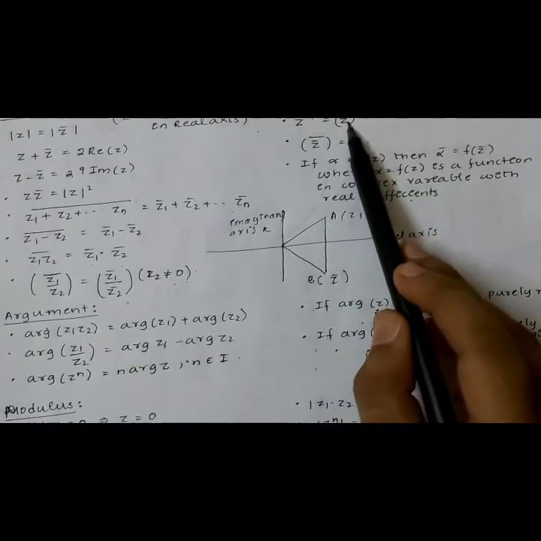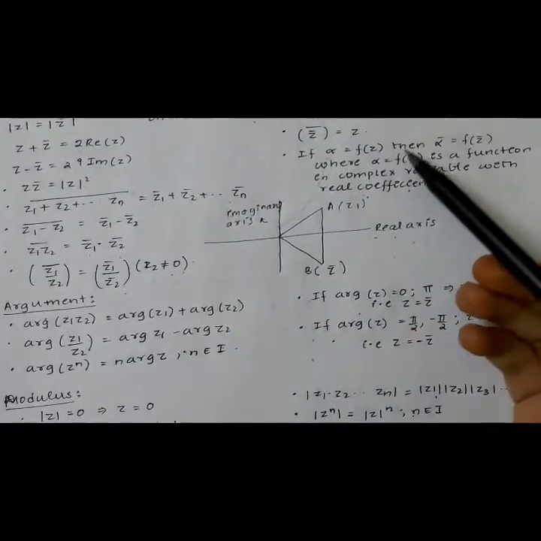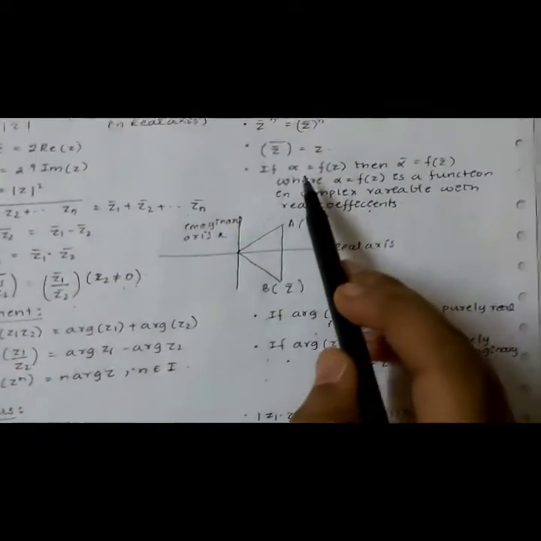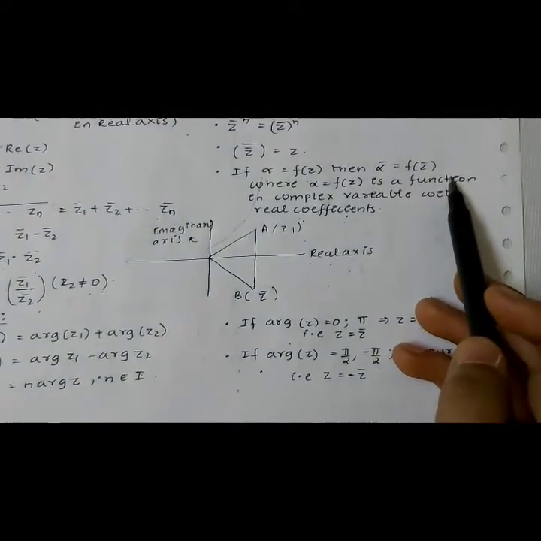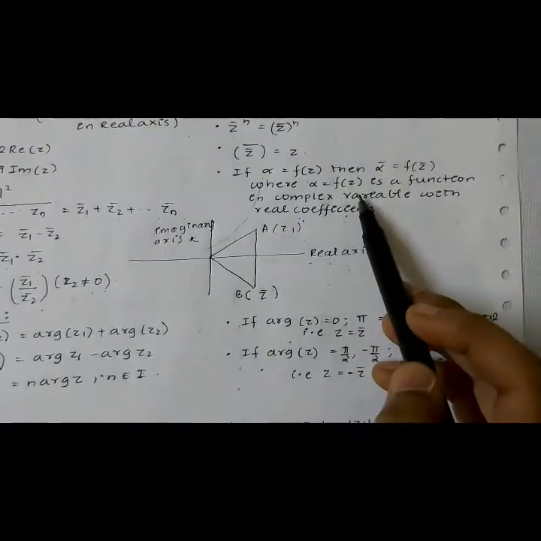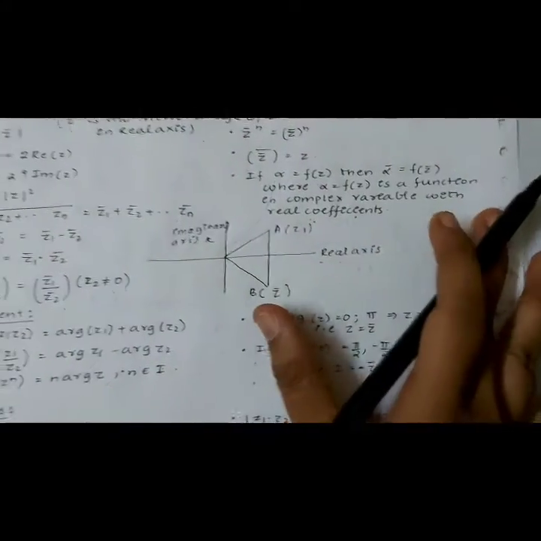Z1 whole power n whole bar is Z1 bar whole power n. Z bar whole bar gives rise to Z. If alpha is f of z, then alpha bar is f of z bar, where alpha is f of z, a function in complex variable with real coefficients.